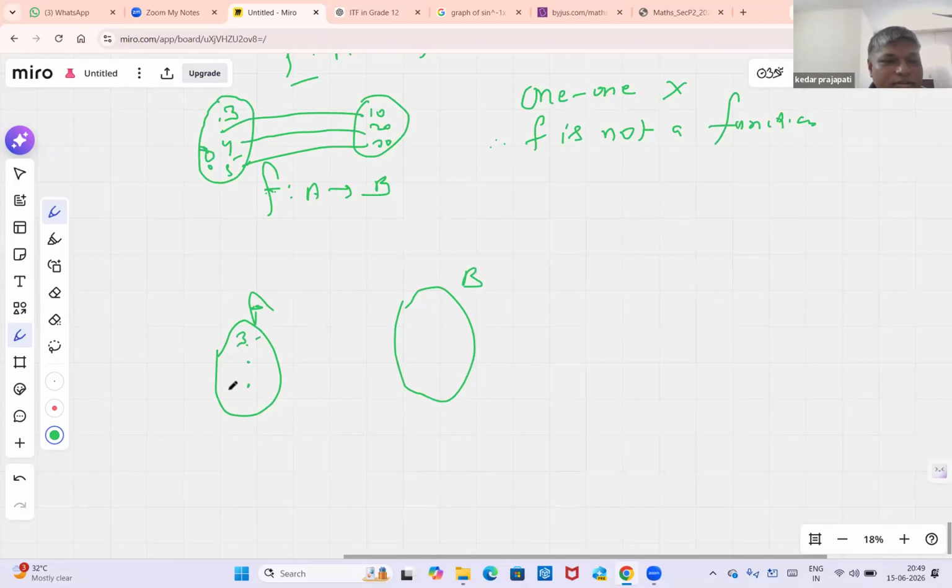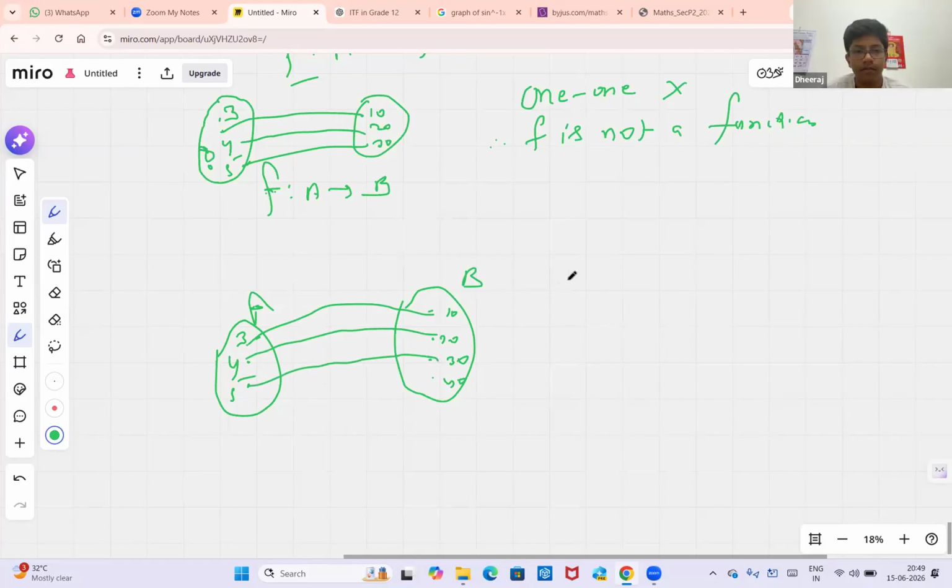This is 3, 4, 5. And I have 10, 20, 30, 40. Now 3 has image 10, 4 has image 20, and 5 has image 30. So it is one-one. Yes, it is one-one.